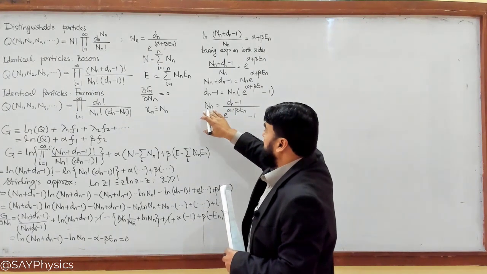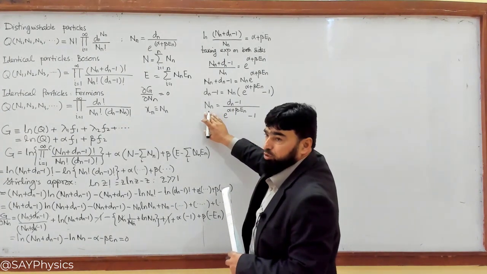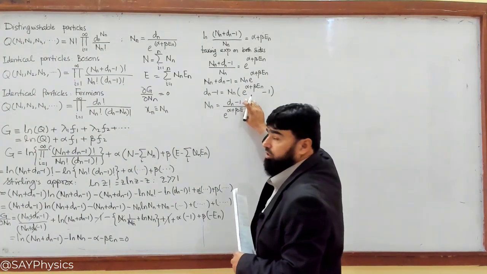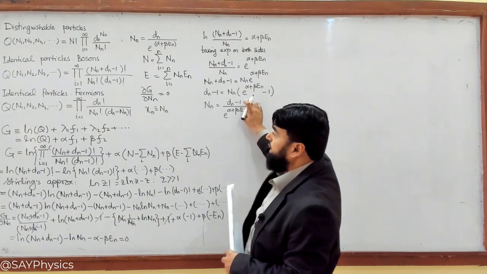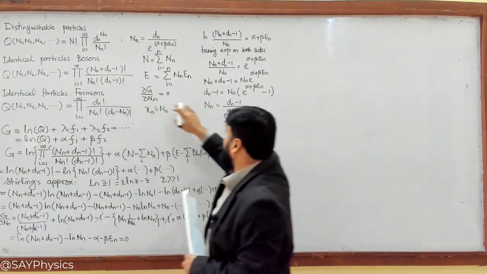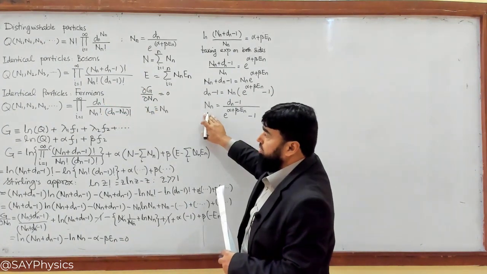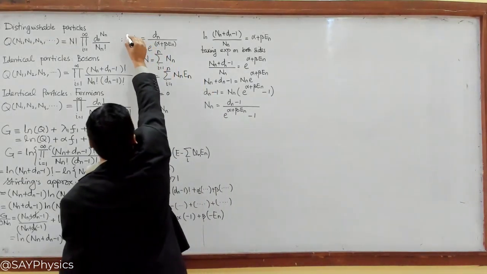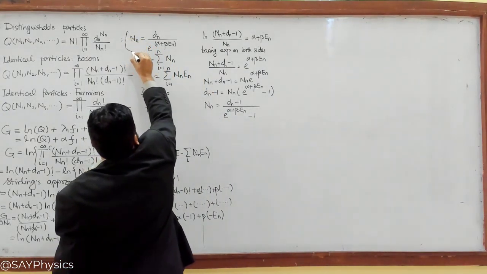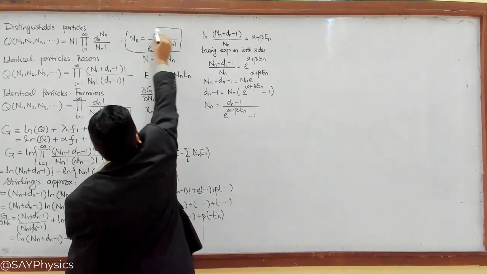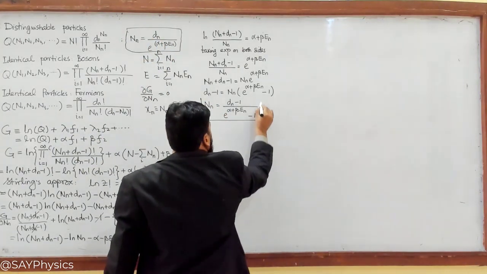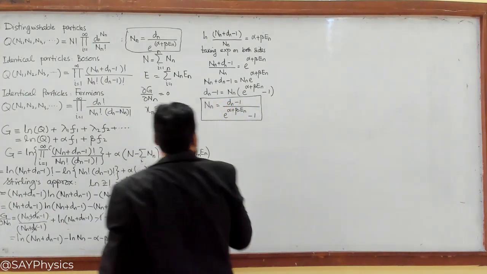And this is the distribution. This is the distribution of particles, meaning the number of particles in terms of the energy states or the density of states for a maximized Q, for identical bosons. So we have this as one maximized relation. This one is another maximized relation.